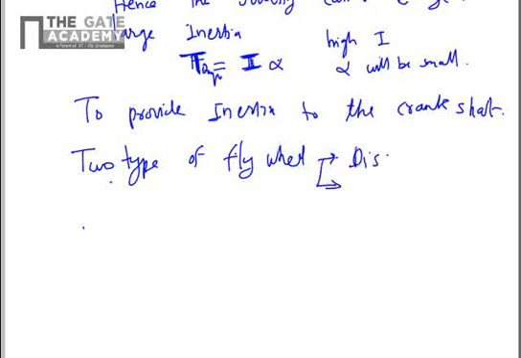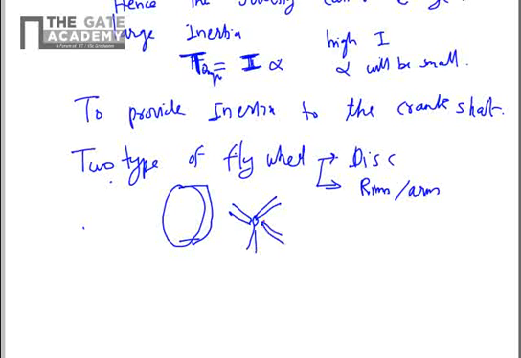One is a disc type and another is a rim type, rim with arms, rim arm type. So this type is a plain disc of metal, and the rim arm type has various arms like this, and there is a heavy metal sheet attached at the end of the arm. So normally this type is the arm rim type.